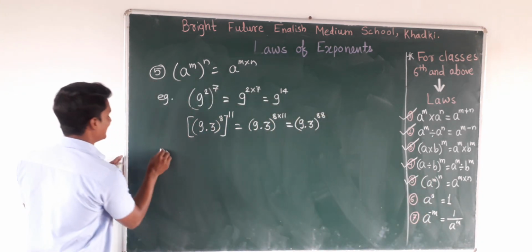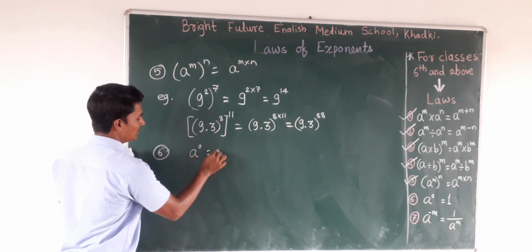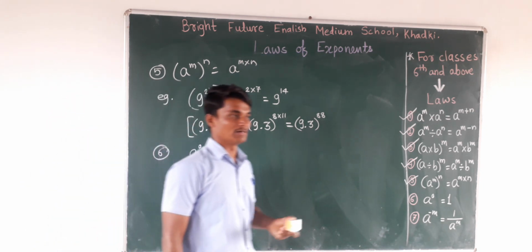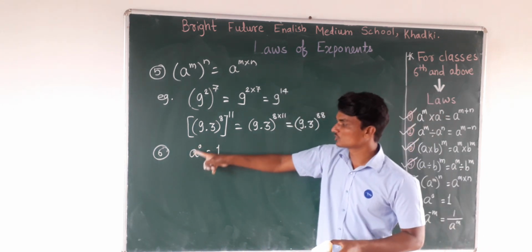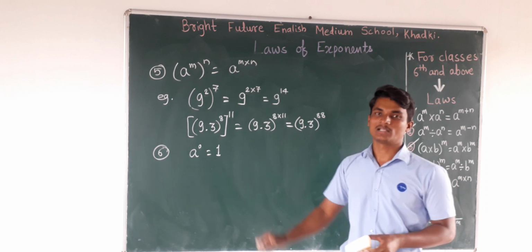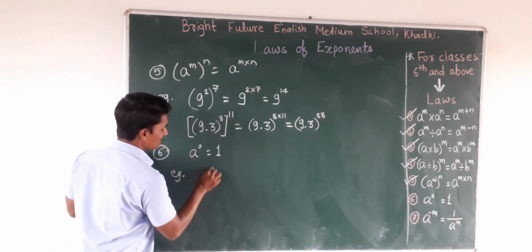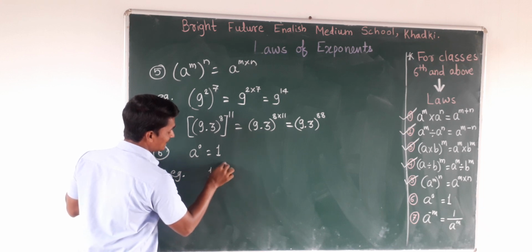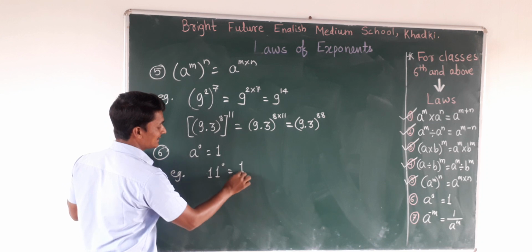Now we will understand rule number 6. That is very simple rule. A raised to 0 is equal to 1. A is any number. If any number have power 0, कौन सा भी नंबर हो उसकी पावर 0 होती है तो उसका आंसर 1 आता है. That means what? It's example. Suppose when we write 11 and its power is 0, 11 raised to 0, then its answer is 1.